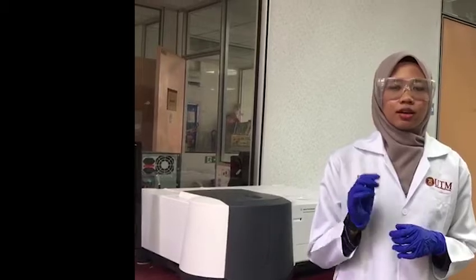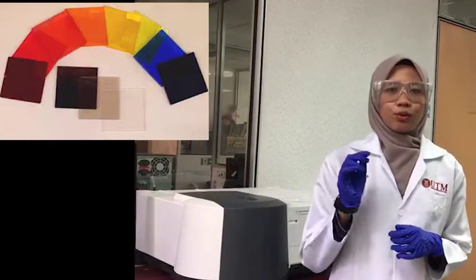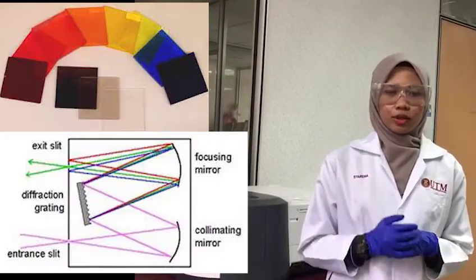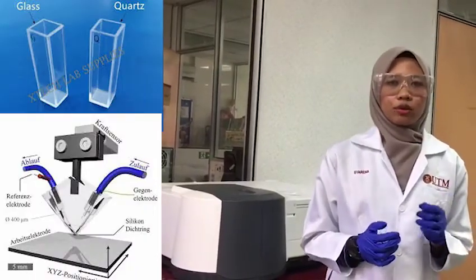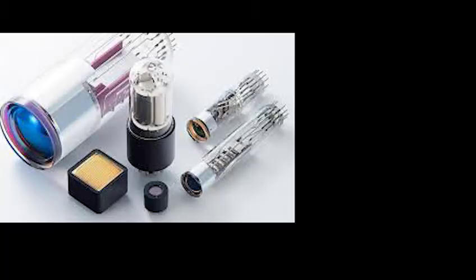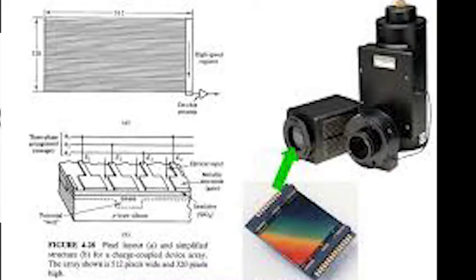The wavelength selector used in this instrument for fluorometer is a glass filter, while for spectrofluorometer it is a monochromator. A cuvette or flow cell is used as a sample holder. The detector used is either a photomultiplier tube, which can only detect one signal at one time, or a charge coupled device that can detect many signals at one time.